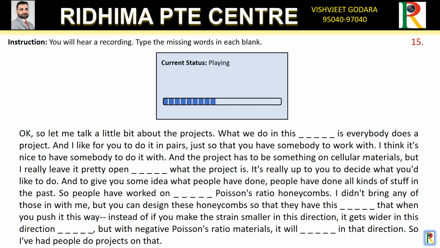And to give you some idea, people have done all kinds of stuff in the past. So people have worked on negative Poisson's ratio honeycombs. I didn't bring any of those in with me, but you can design these honeycombs so that when you push it this way, instead of getting wider in this direction as normally happens, with negative Poisson's ratio materials, it'll contract in that direction. So I've had people do projects on that.